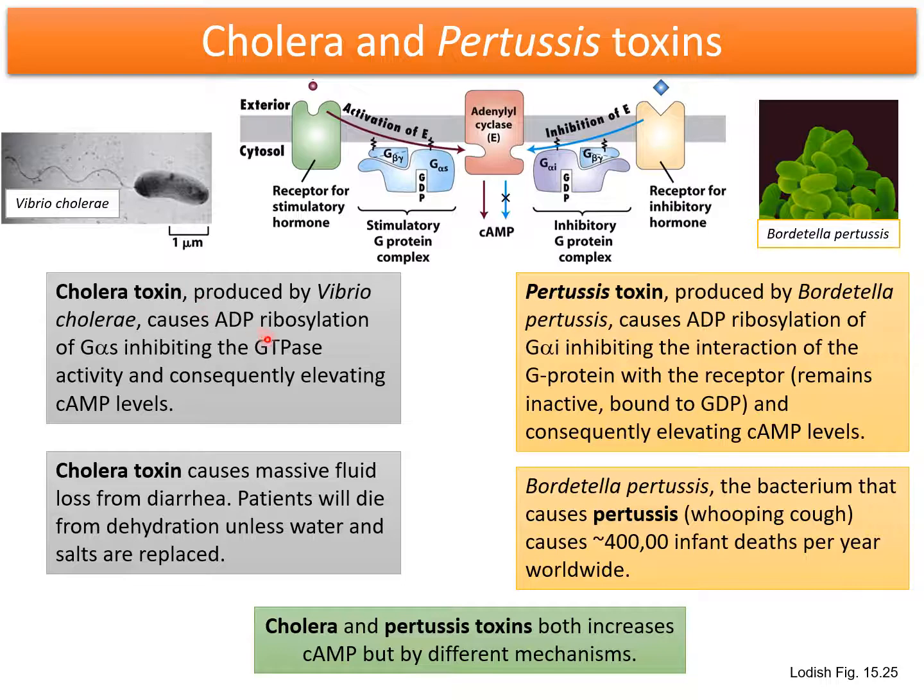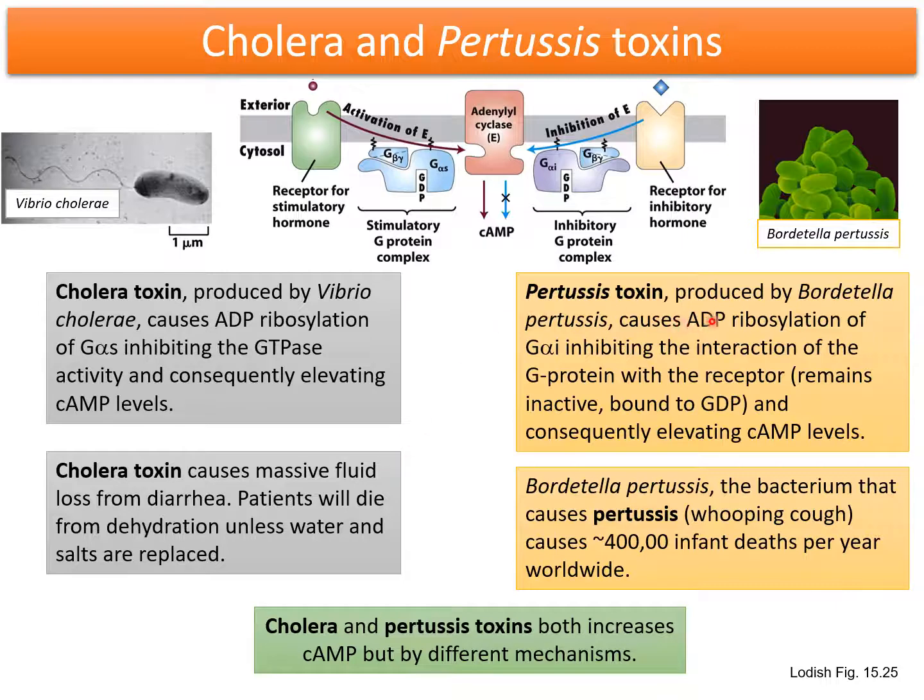With cholera toxin, it is going to prevent the GTPase activity of G alpha S. So you're going to have perpetually high levels of cyclic AMP, and this will cause massive fluid loss from diarrhea. If you want to know more about how terrible this is, I'd suggest you look it up. It's very, very interesting, and there's not really a whole lot you do for it except replace fluids and electrolytes and just wait for the body to get over it on its own.